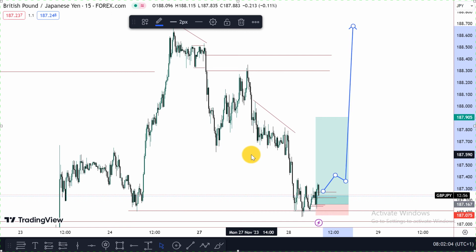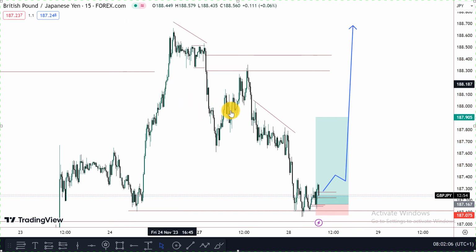This is my analysis for today's trade, and you should use this to also guide what you are trading. If you are trading GBPJPY, all right, you can follow this analysis.